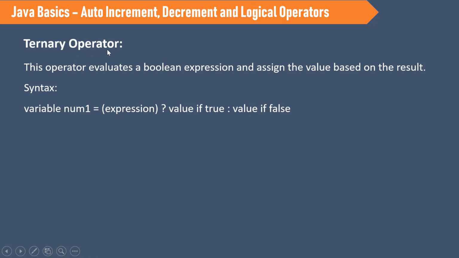So the next one is the ternary operator. This ternary operator evaluates a boolean expression and assigns a value based on the result. The syntax for the ternary operator is, we take a variable, num1, and we evaluate an expression. If the expression is true, then this value will be assigned to num1. Otherwise, if it is false, then this value will be assigned to this variable. Let's see an example for this ternary operator.